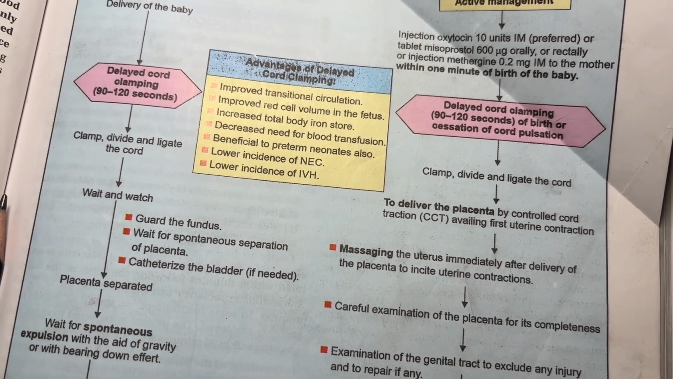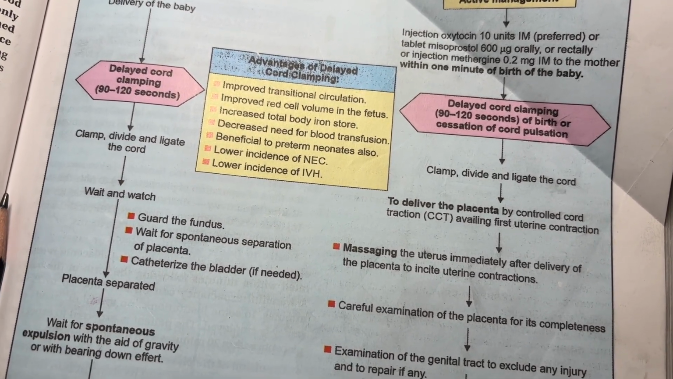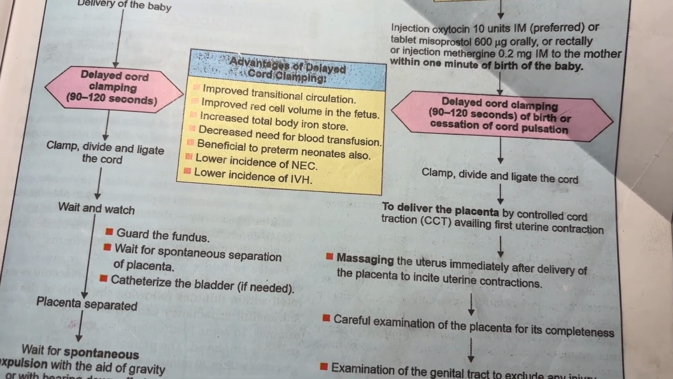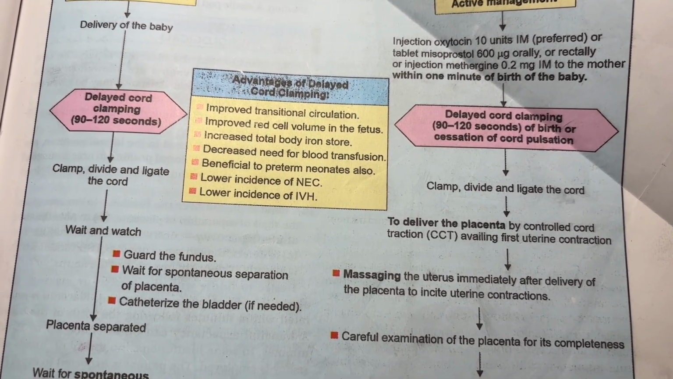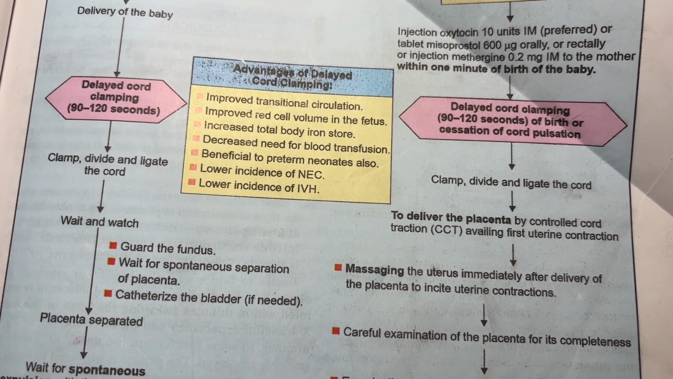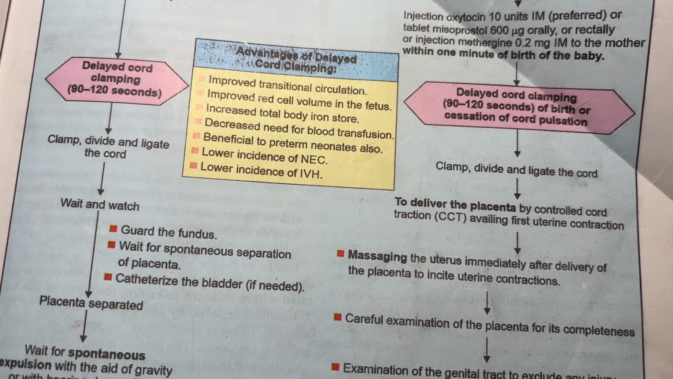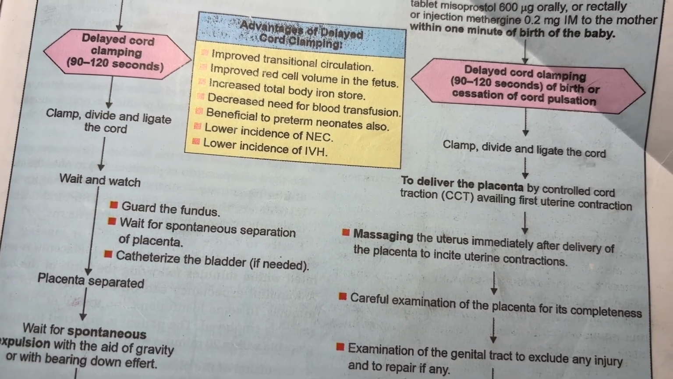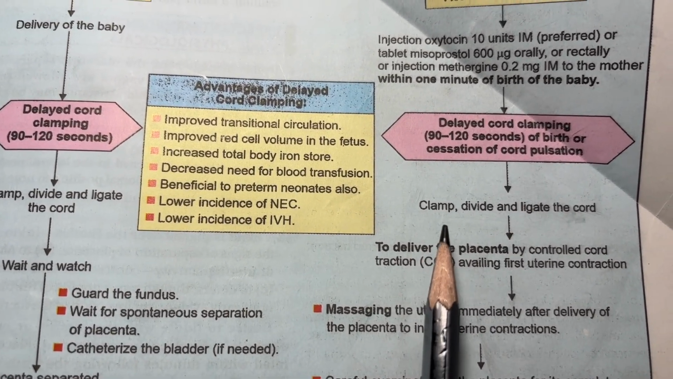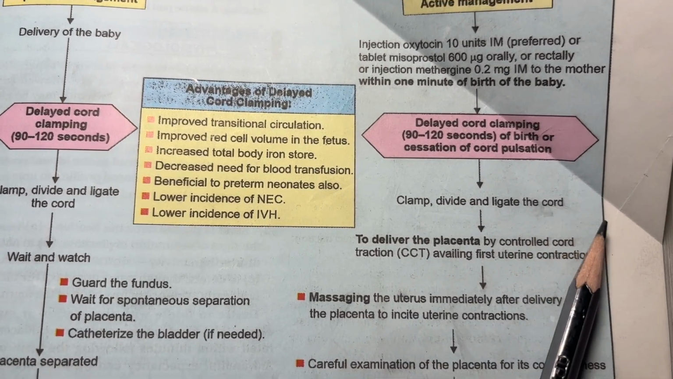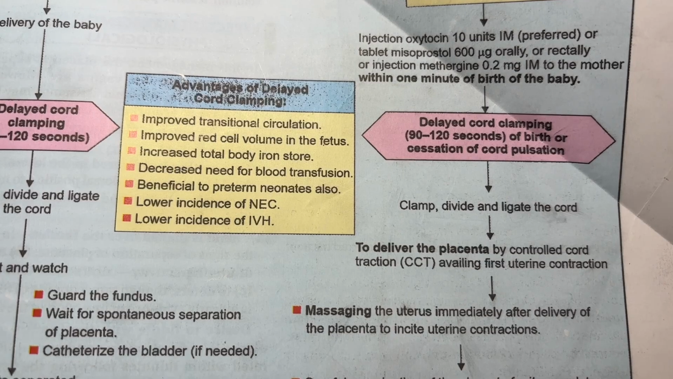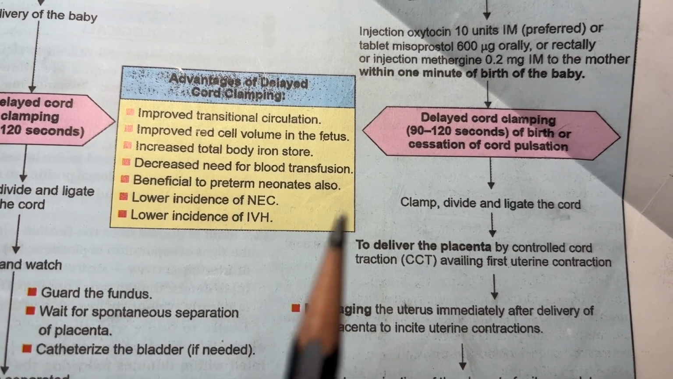We have to delay for 90 to 120 seconds, until birth or cessation of the cord pulsation. Then we can clamp after 90 to 120 seconds, clamp and divide, ligate the cord, and then deliver the placenta after clamping the umbilical cord.